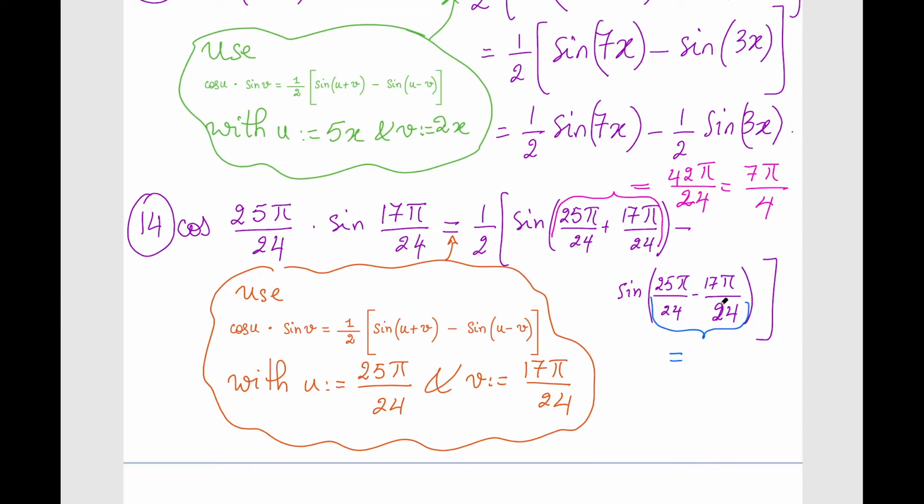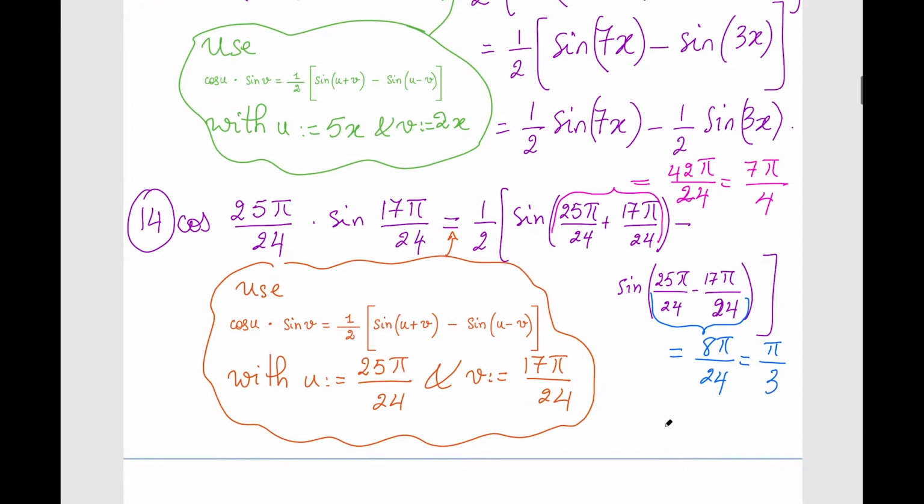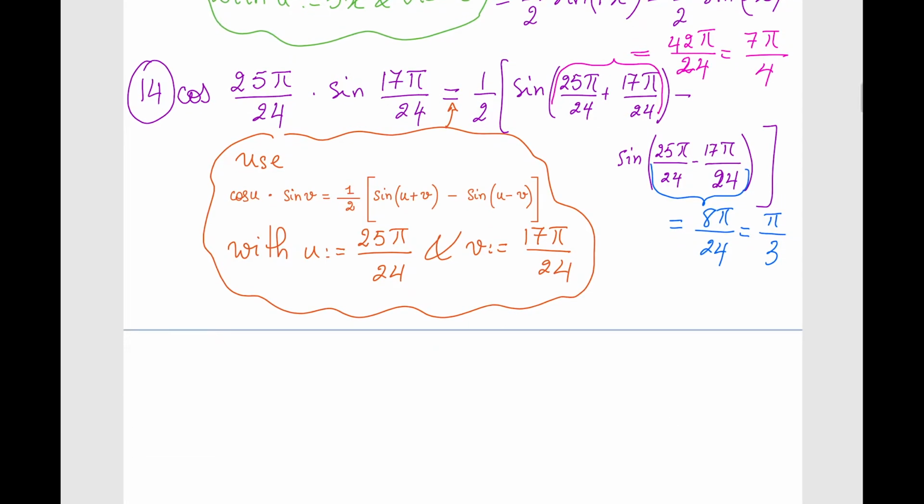How about this? This is also the same denominator, and I'm taking the difference of the same entities. 25 minus 17 is 8 pi over 24. If you divide by 8, we get pi over 3. Makes sense? So then this whole thing is equal to half sine of the pink one, which is 7 pi over 4, minus sine of pi over 3.